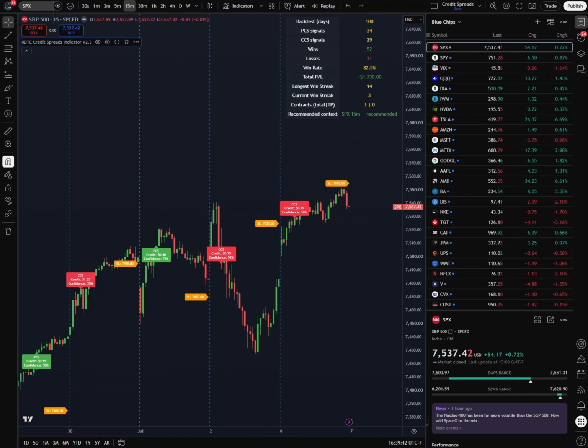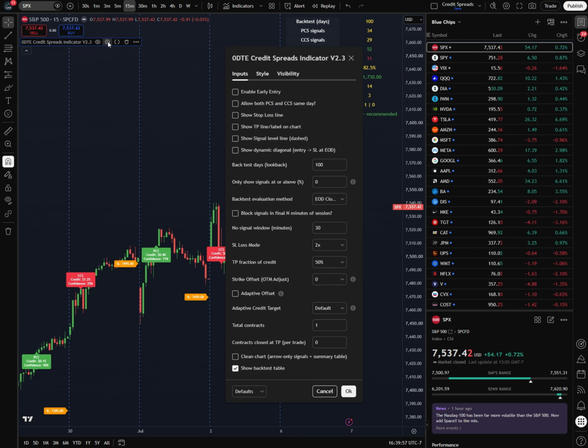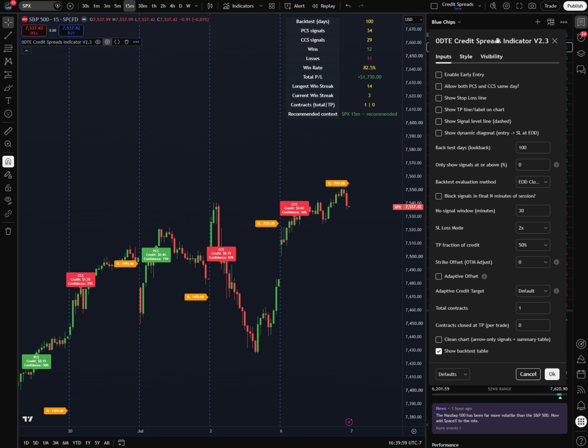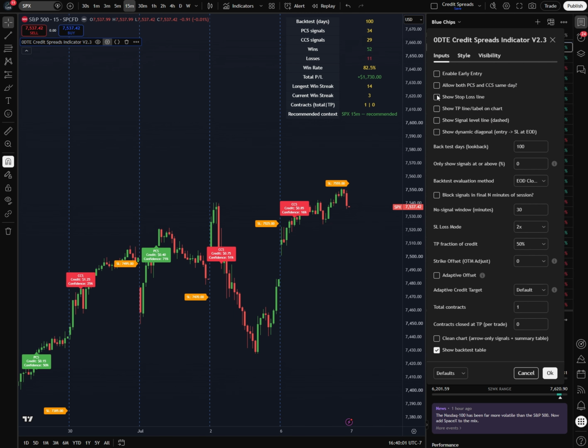All right, we're going to go over the newest update here with the 0dte Credit Spread Indicator version 2.3. So I'm going to go over every little thing that's in it, and the best way that you can find out what works for you is just click on this little settings here. And right now I have basically everything turned off, and I'll turn it on and off so you can see kind of the difference here.